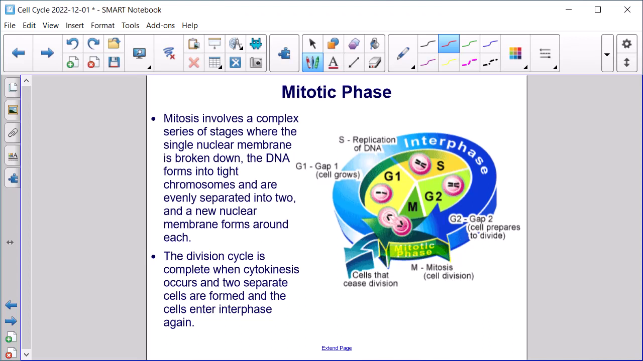The division cycle is complete when cytokinesis occurs and two separate cells are formed and the cells enter interphase again.